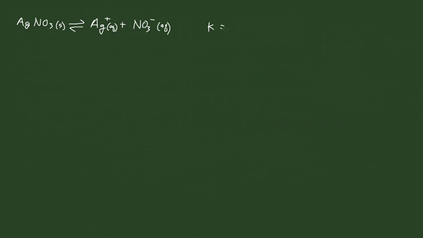In this case, the products are going to be silver and nitrate, and that's going to be divided by the reactants. In this case, we have the actual silver salt, AgNO3. This is the concentration. This is a solid, right? So normally this would be fine, but there's a problem. The denominator here is actually a solid.